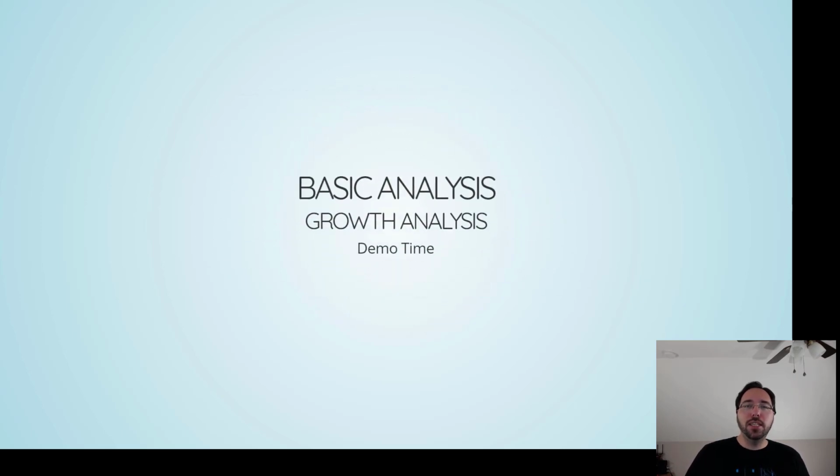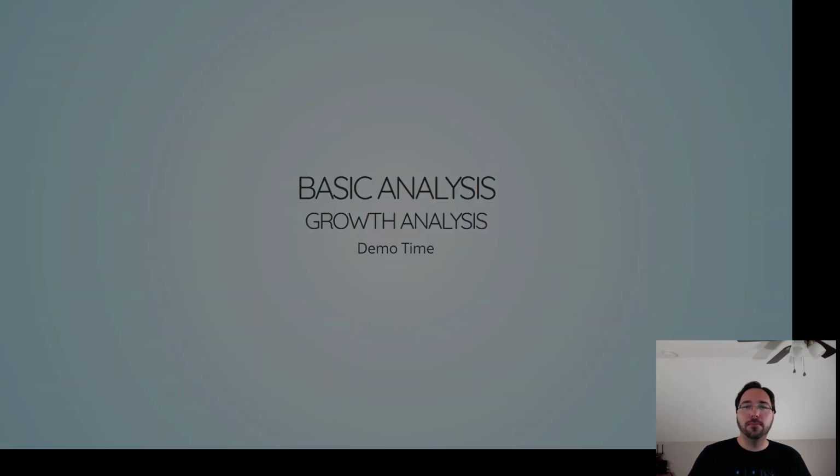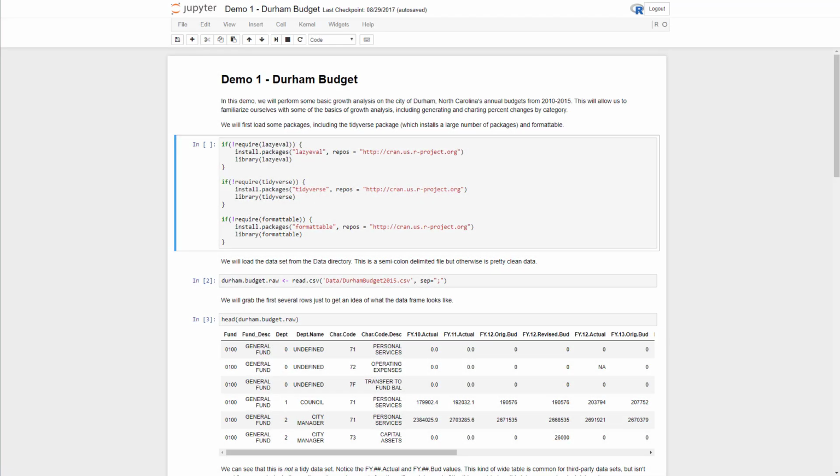And we'll want to see, is this change steady or is it weird? Do we have certain sets that are significantly faster in growth than others? So we're going to go to a demo and see a little bit more about this. In our first demo, we're going to look at some budgetary data for the city of Durham, North Carolina for fiscal years 2010 through 2015.